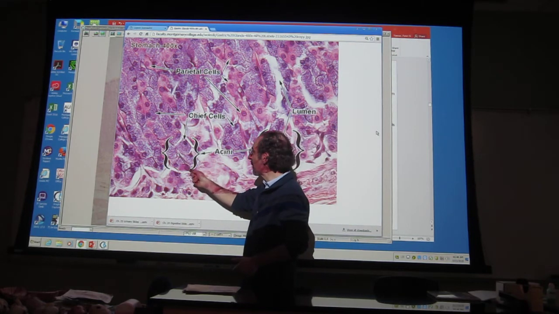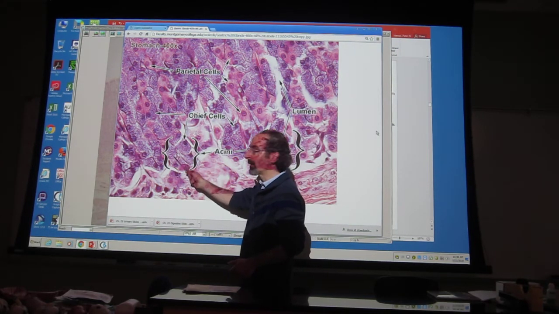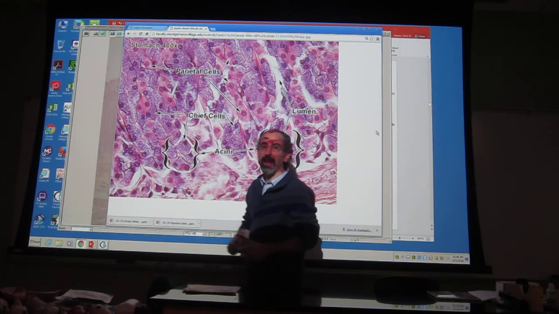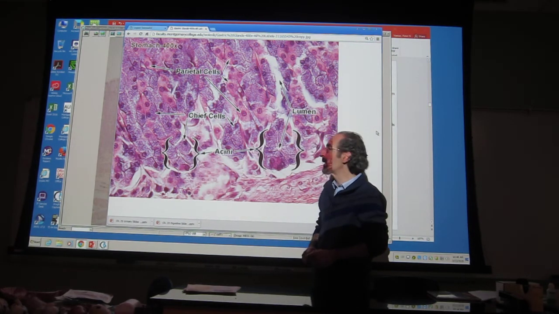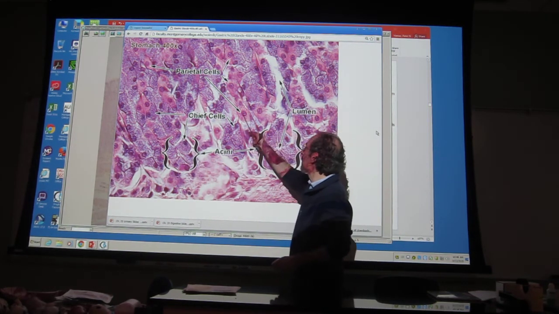But you can see the lumen there surrounded by chief cells, simple columnar epithelial cells. They secrete their product into this lumen. That lumen then goes up through the gastric pit and then back up to the surface of the stomach. You can see more parietal cells here in pink.